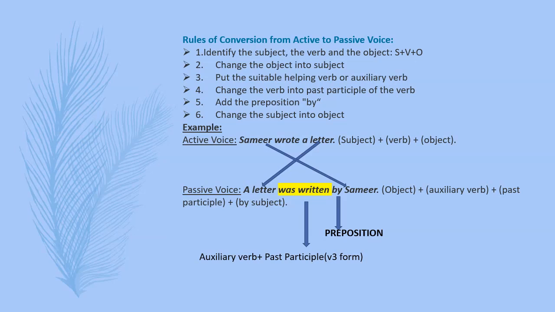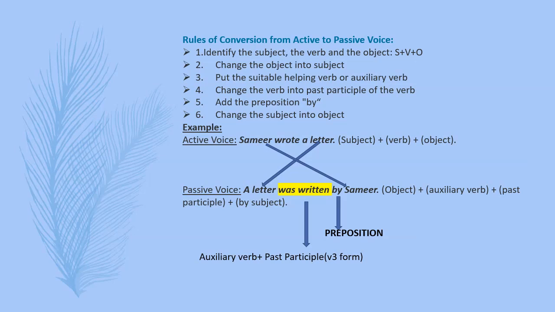Fine. So we have S plus V plus O. That is subject plus verb plus object. Now, the next step that you need to see is the change of object into subject and vice versa. Like Samir is a subject. If I ask you a question, who wrote a letter? Definitely your answer would be Samir.